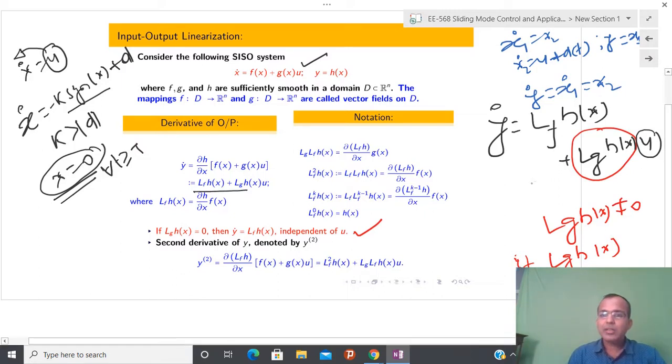Now what can you do? If control is not going to appear, and you have to control quantity y, then you have to see the next rate. So how to see the next rate? You have to take one more differentiation. Due to that reason you can see that I have calculated the second derivative y2. So how to calculate the second derivative? This notion is called the derivative.